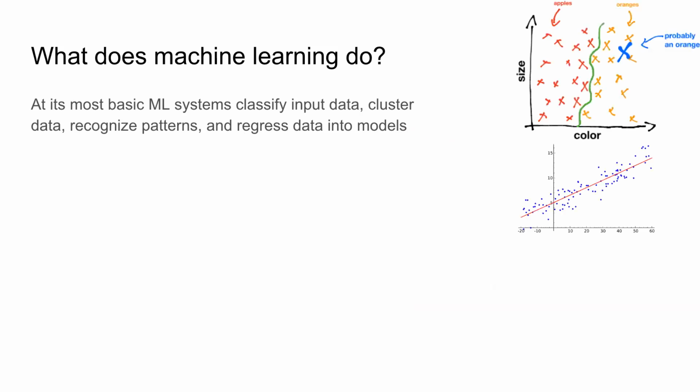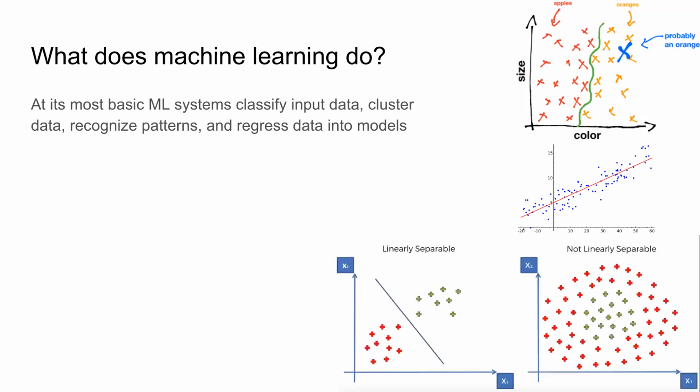Maybe we want to have the computer automatically draw a relationship through data like this. We want to generate a regression. Maybe we have a data set that we want to separate. We want to be able to classify these 2 different things, but we can't easily draw a straight line through it. So we're going to have the computer do that.